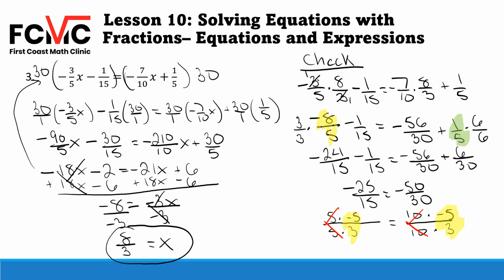So our answer checks. Remember, in our check, we want to make sure the left side and the right side are equal. We have the same thing on the left and the right side, negative 5 over 3. So our answer is going to be 8 over 3, or if you divide this out, this is going to be 2 and 2/3.